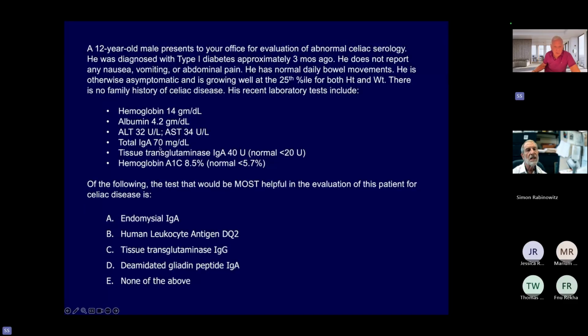So in this case, the transglutaminase was only 40, which is, right, 2 times the upper limit of normal. In this case, getting an anti-endomysial antibody would not prevent you from having to go for a biopsy. So the answer here, I said none of the above, would be small intestinal biopsy.